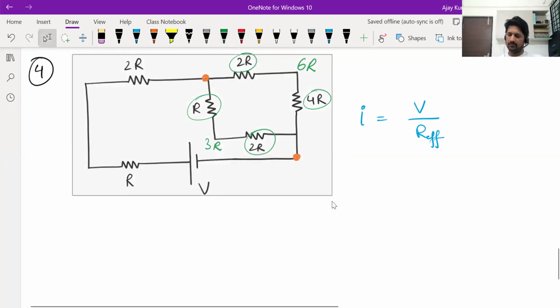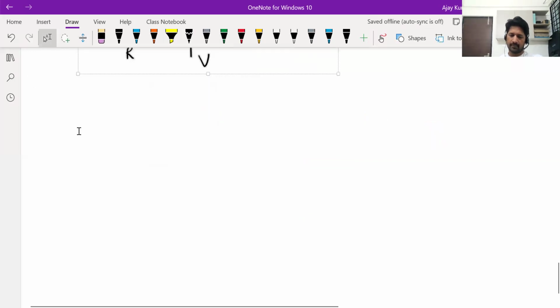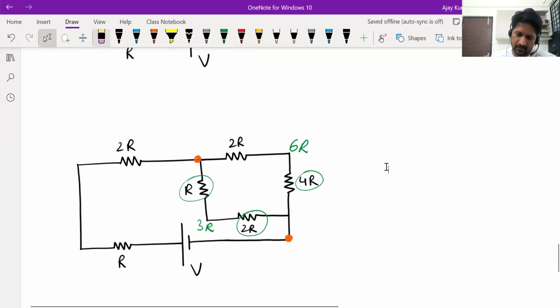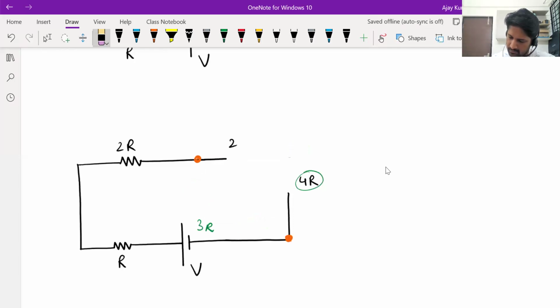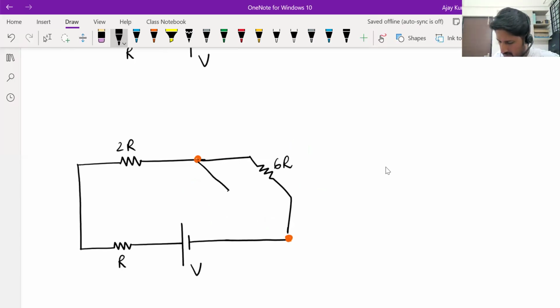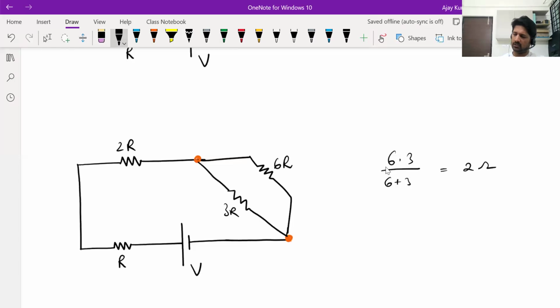Let me redraw the circuit quickly. So we can now take it like this. A 6R resistance here and a 3R resistance like this. And now if you observe, the 6R and 3R are in parallel. Effectively, they become 6 into 3 by 6 plus 3, 18 by 9, that is 2 ohms or 2R. So 6R, 3R together become 2R.